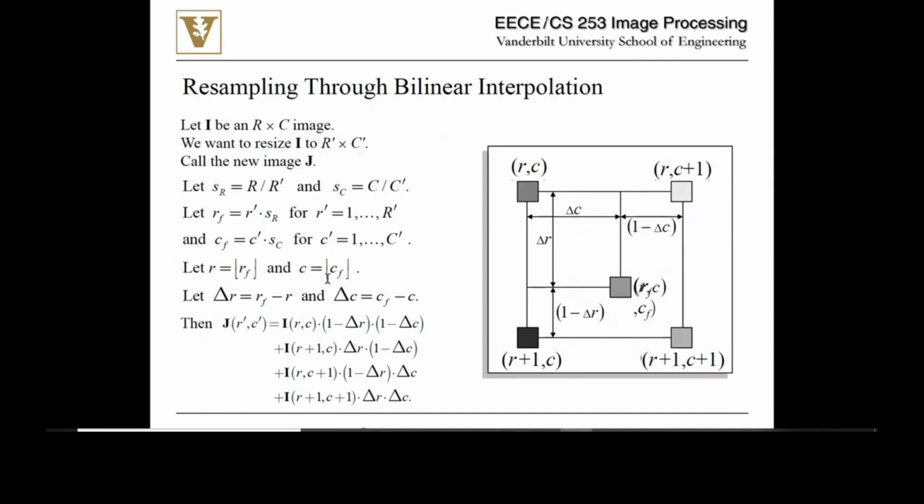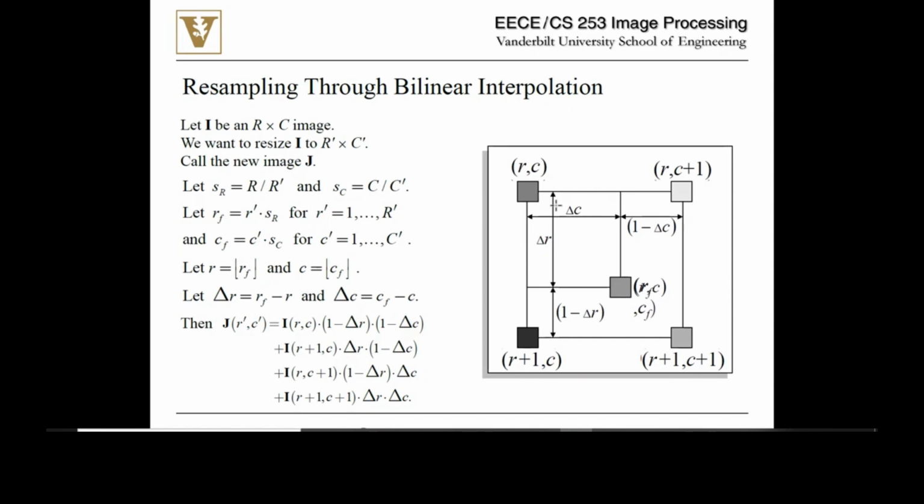So we have 4 values. Let's say that I want the coordinate in this location, this R fractional, C fractional. And we have the 4 corners around. The 4 corners around will be called RC, then this is RC plus 1, this is R plus 1 C, and this is R plus 1 C plus 1. And we will define the distance between, what is this fraction.